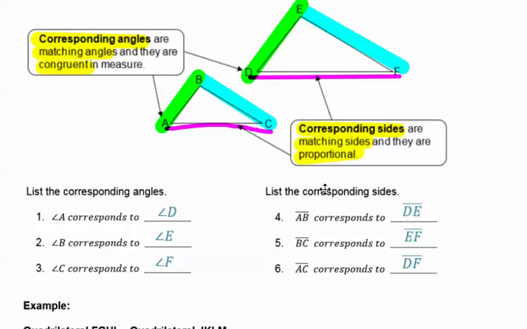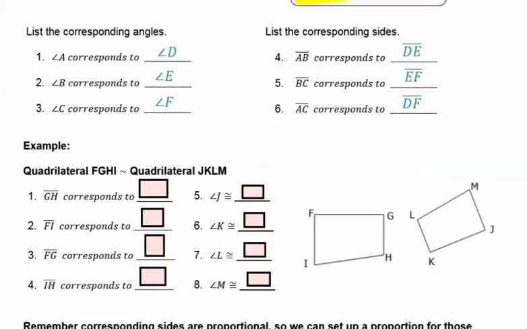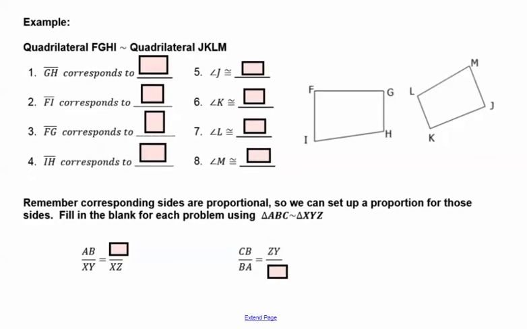Because, duh, they're not congruent. They're different sizes, but we can set up a proportion. All right, let's look at this next example. We want to figure out which angles match which angles and which sides correspond to which sides. Now, trying to look at this, they do not look like they're set up exactly the same.